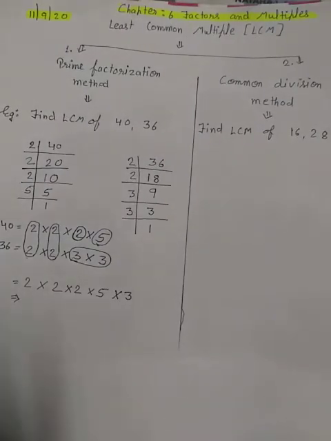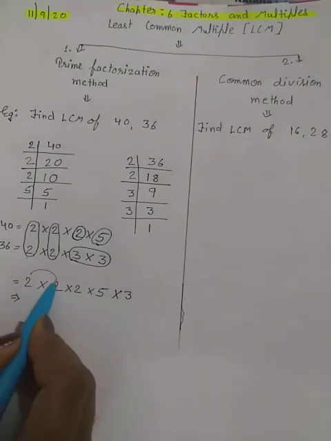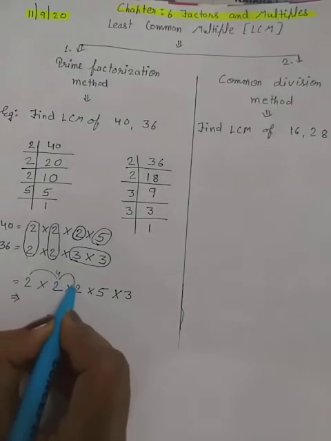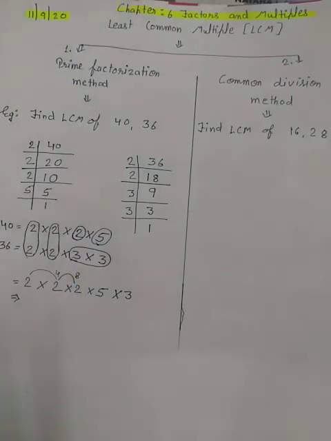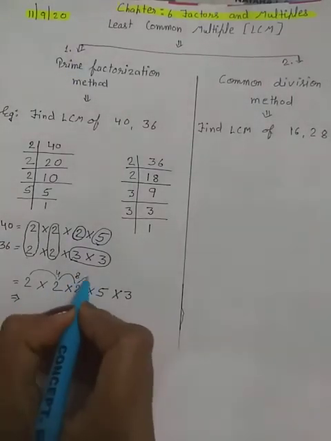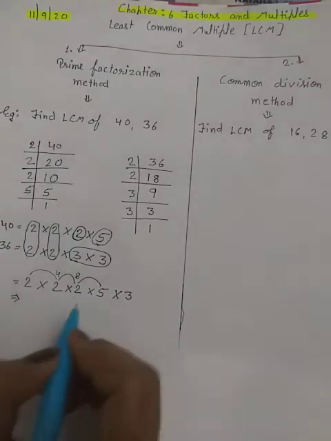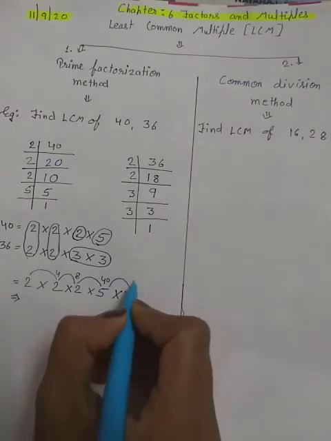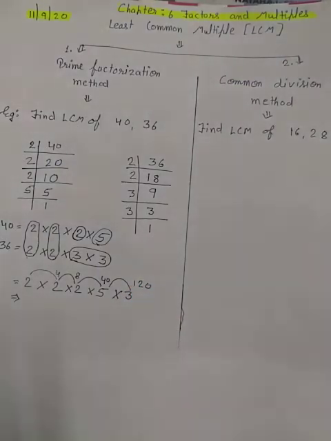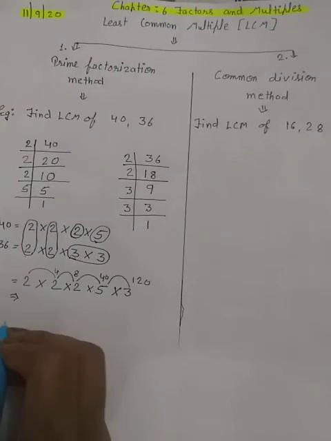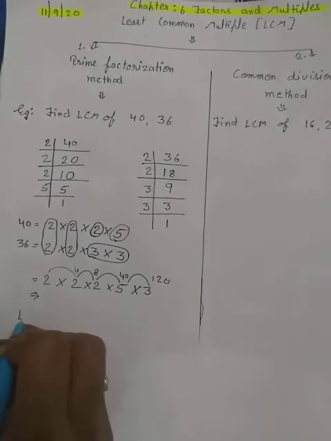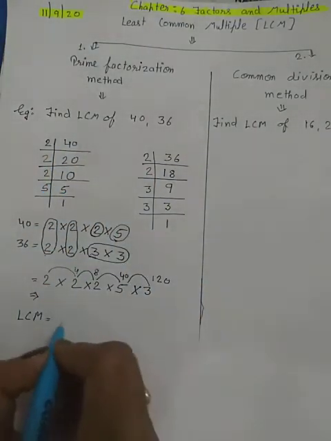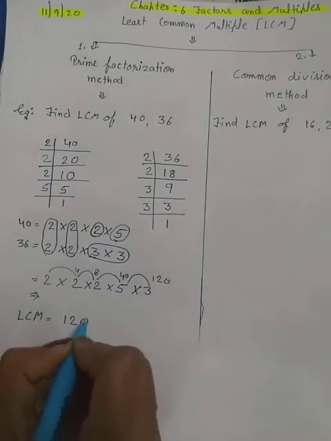Let's see. 2 twos are 4. 4 twos are 8. 8 fives are 40. And 40 times 3 is 120. So the LCM of 40 and 36 is 120.